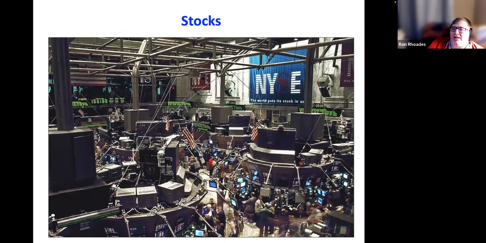Stocks can be private. You can have a private corporation that only one person owns, or they can be public with thousands or even millions of shareholders, and publicly traded stocks trade on exchanges typically. Here's a picture of the New York Stock Exchange, for example. Nowadays, there's actually very few people on the New York Stock Exchange floor. Most of the trading is done with the aid of computers nowadays.